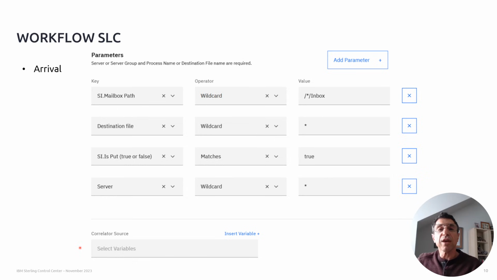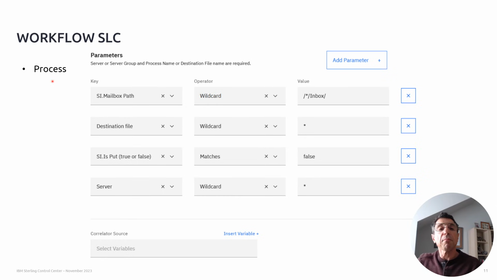If the event variable that had the common value between the two milestones was different, then I couldn't use the correlator source at the workflow level. I would have had to use the correlator source at the milestone level, and I would have specified two different variables, but that's not the case here.